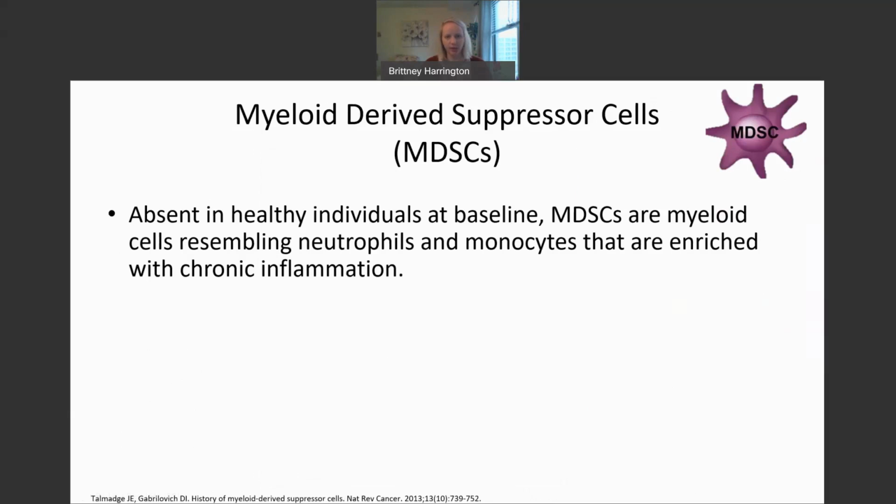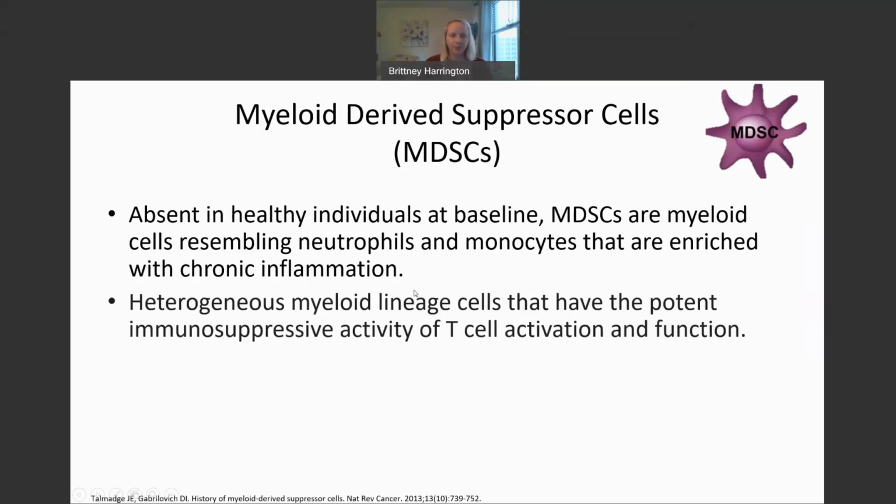They're quite heterogeneous. Some cells within this group will be more like neutrophils, and some will look more like monocytes, but they're a combination of neither, or they're a combination of both. And they're really only found in patients with chronic inflammation or malignancies.